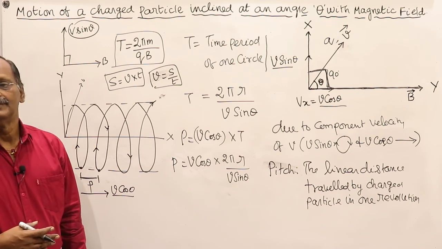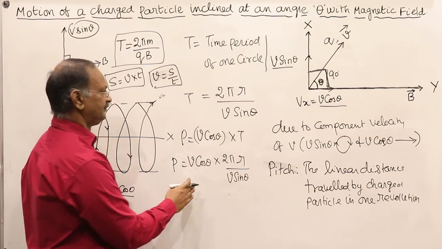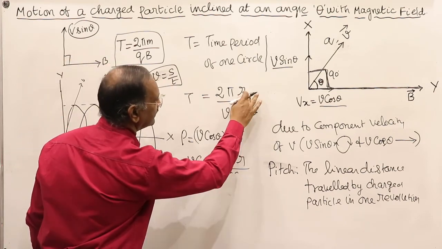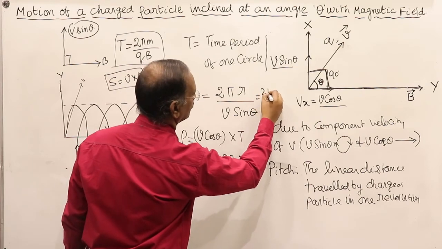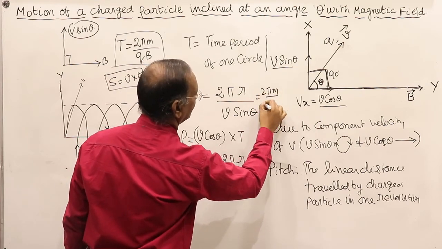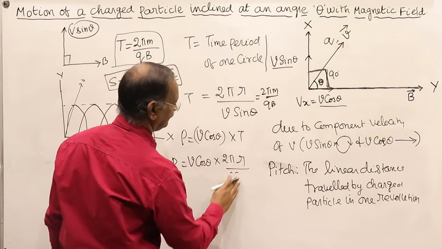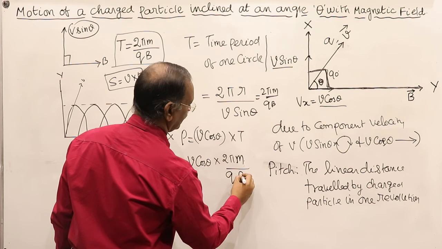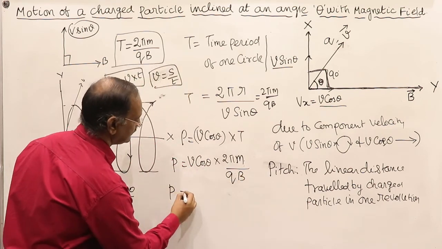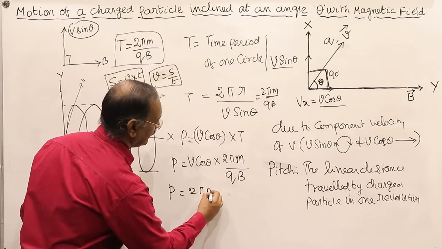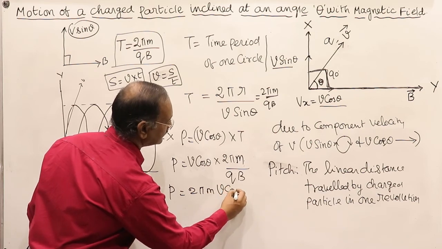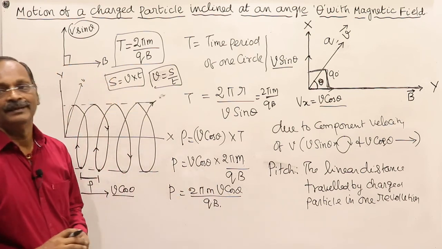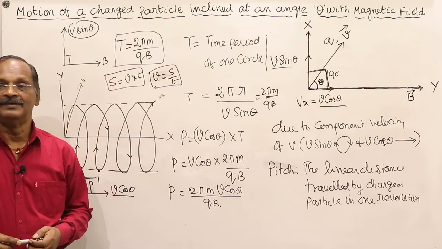This is the expression for the pitch. What is the time? 2 pi m by qB, sorry. Time period is equal to 2 pi m by qB, because on substituting this it becomes 2 pi m divided by q into B. So pitch is equal to 2 pi m v cos theta divided by qB.